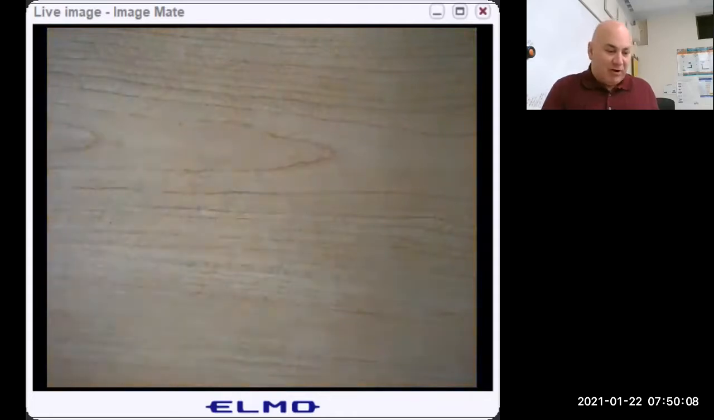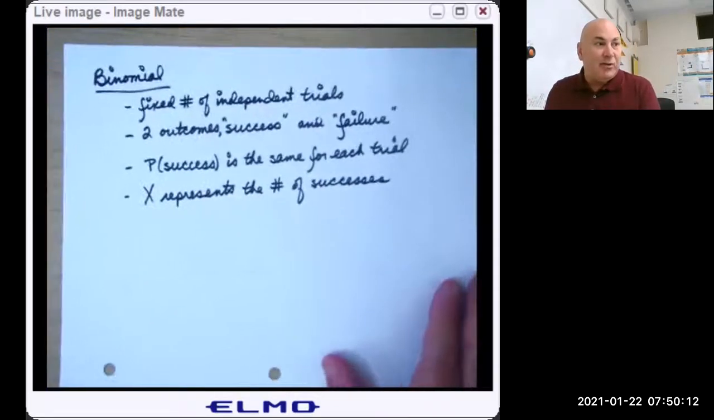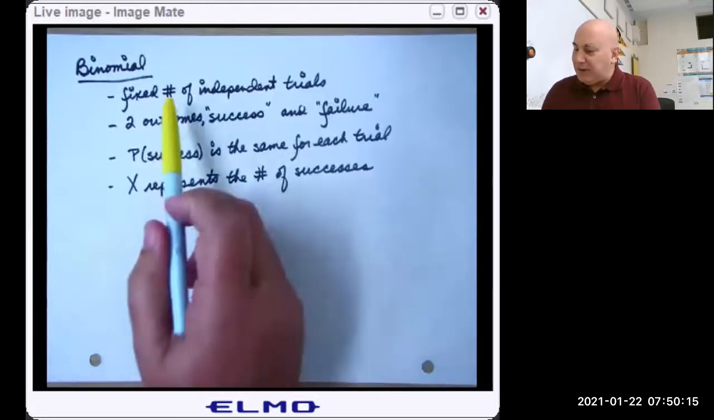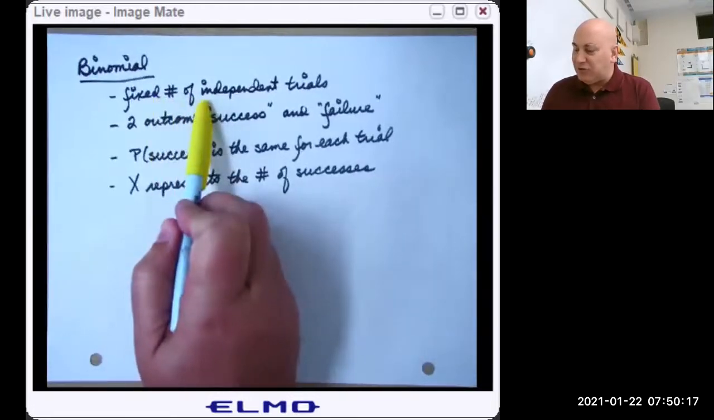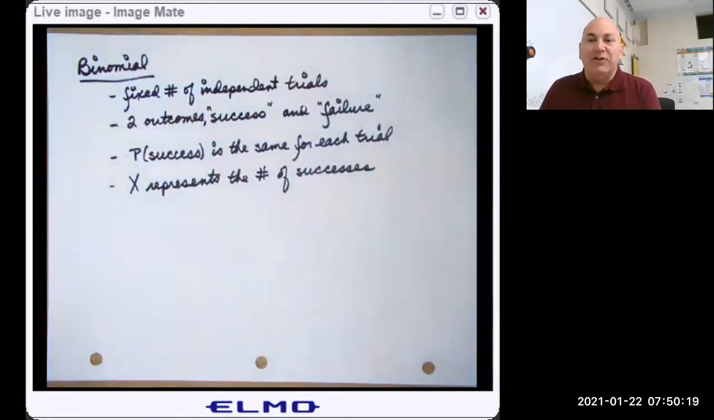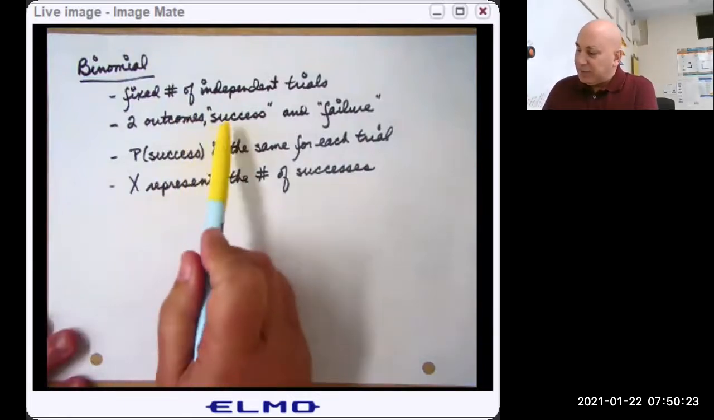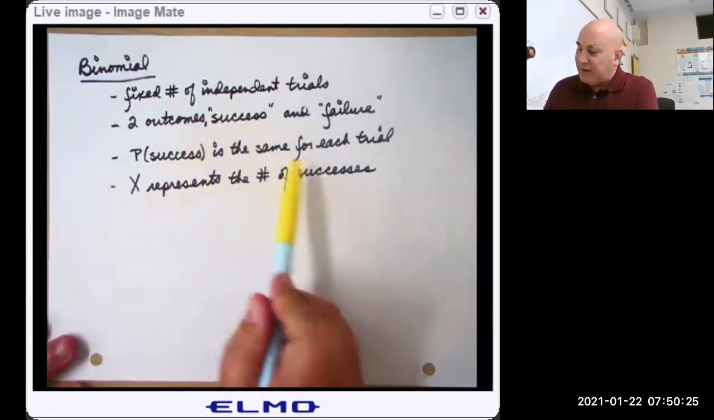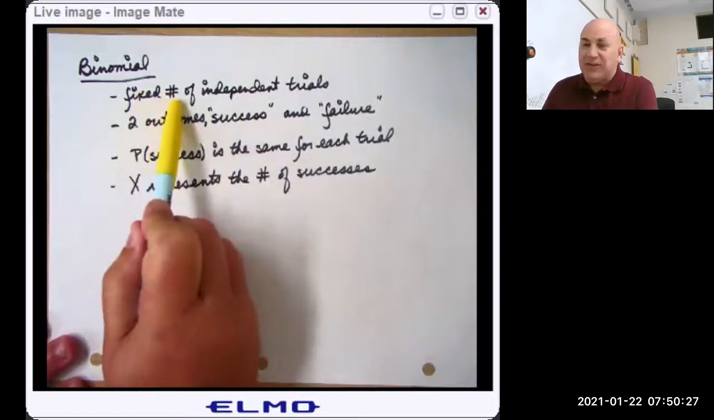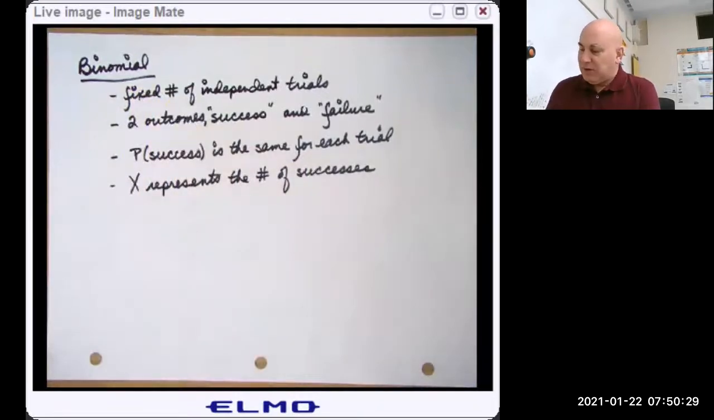So you might recall the 4 components of a binomial experiment. There must be a fixed number of independent trials. There can only be 2 outcomes. One we'll call success and one we'll call failure. And the probability of success has to be the same for each of these independent trials. And then we'll let X be our random variable that represents the number of successes we're going to get.